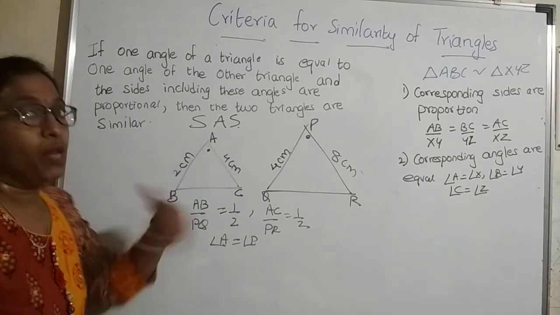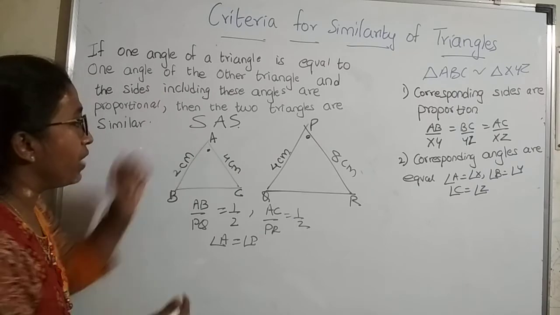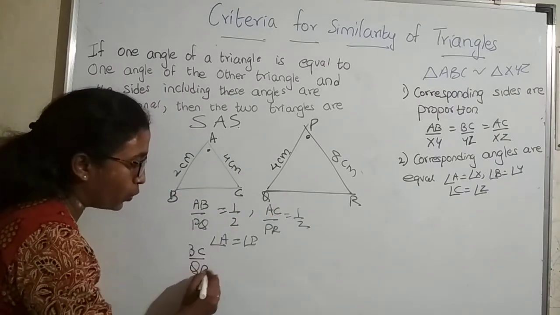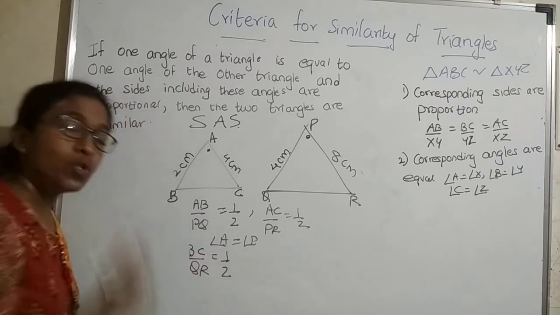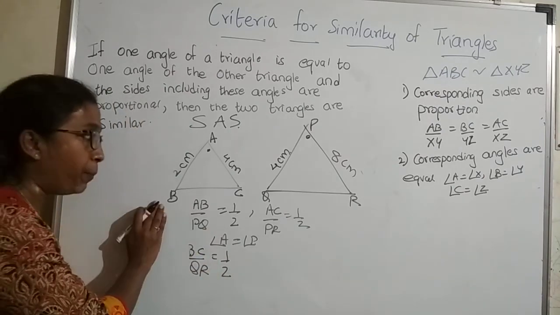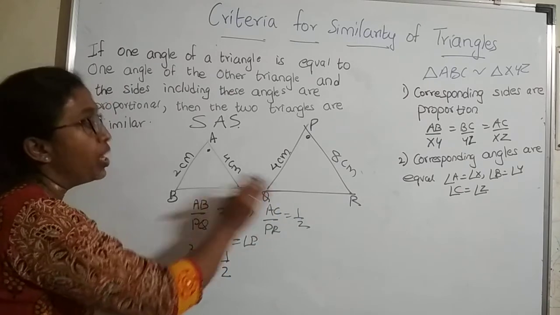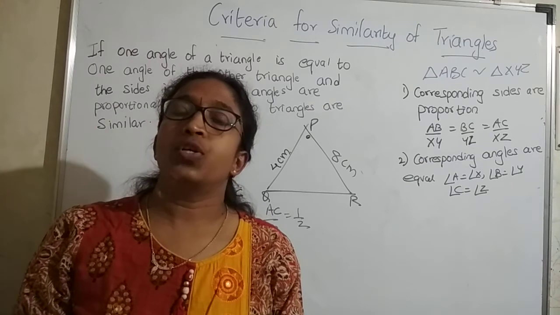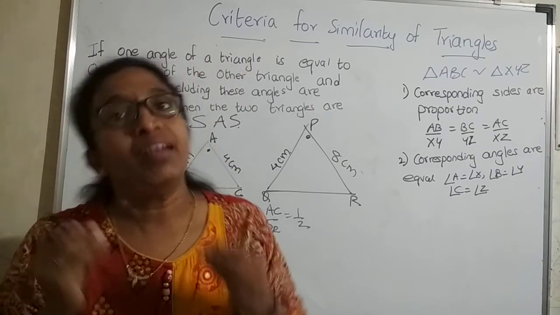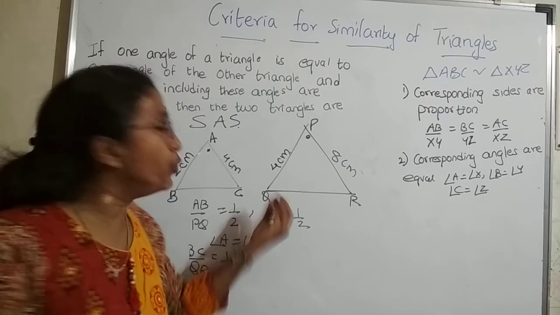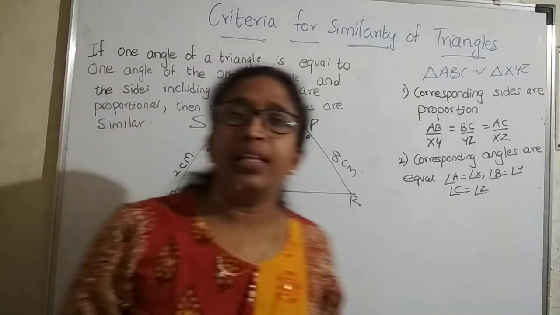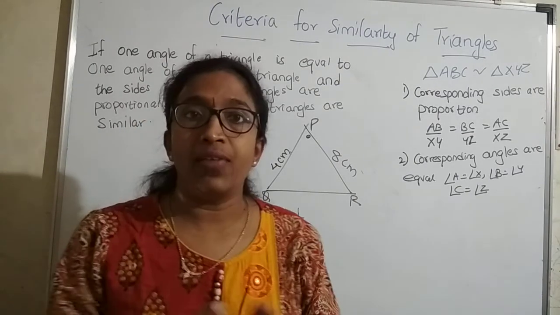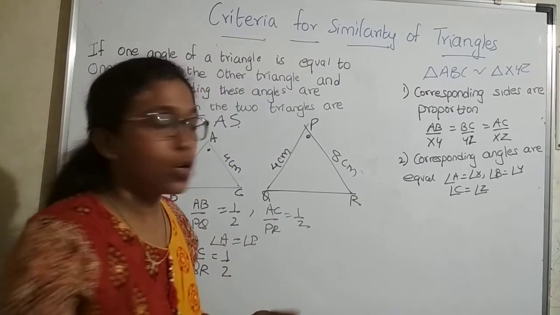Now if this is there, what about the remaining parts? So here we can say the third part, that is if I measure BC upon QR, you will find that the ratio also will be half, and angle B also will be equal to angle Q, angle C also will be equal to angle R, because they are corresponding parts of similar triangles. So if I say angle B equal to angle Q or angle C equal to angle R, they are corresponding angles of similar triangles.